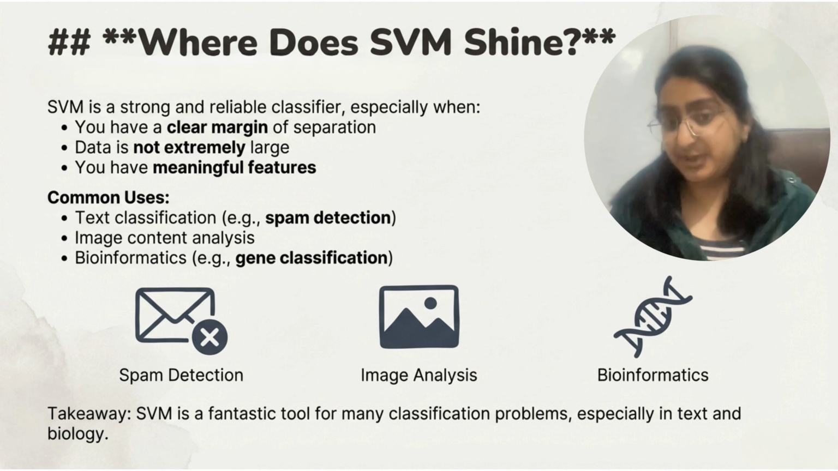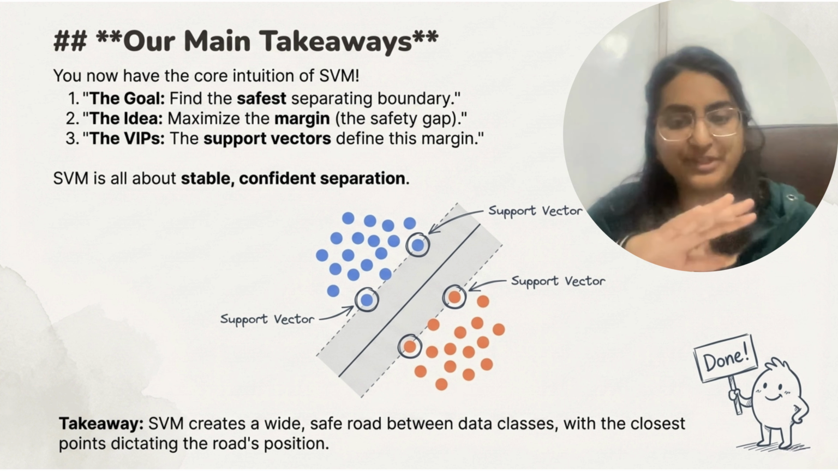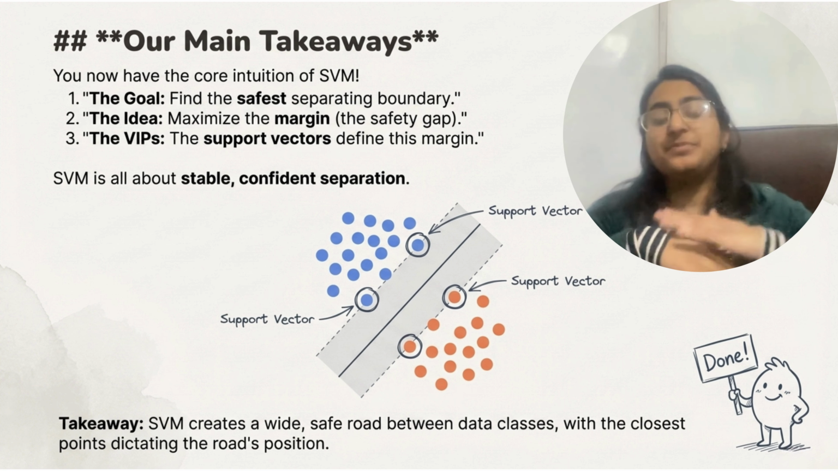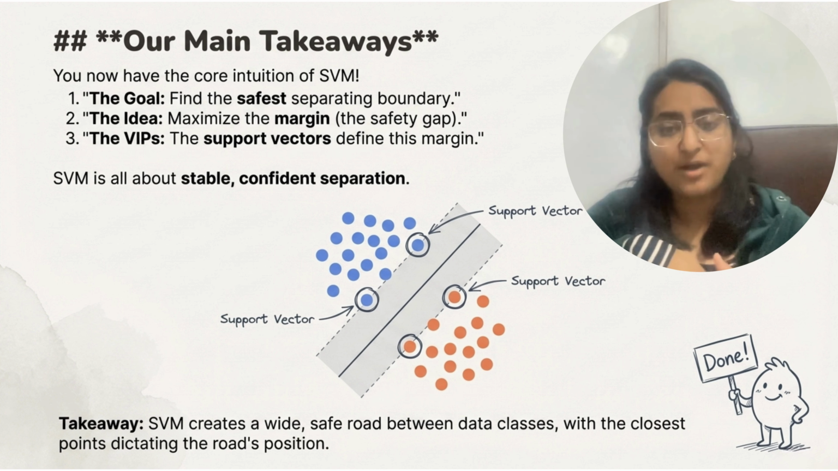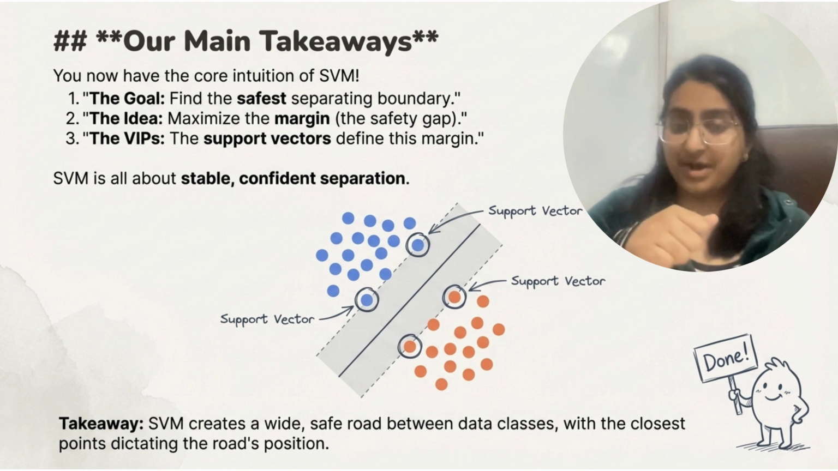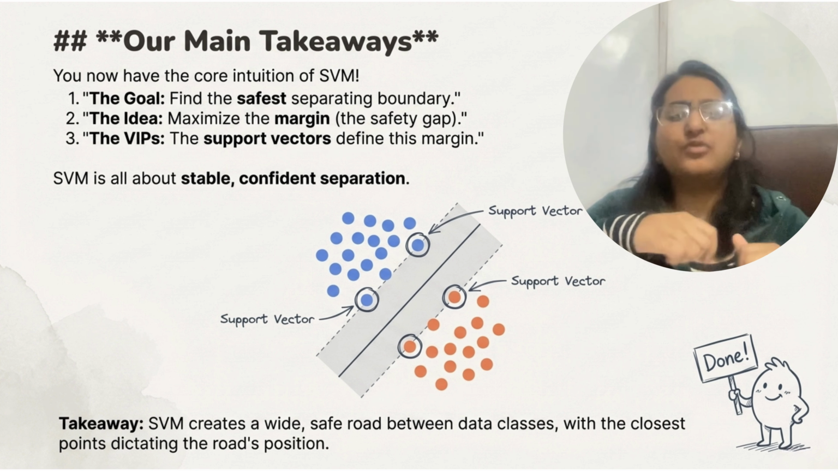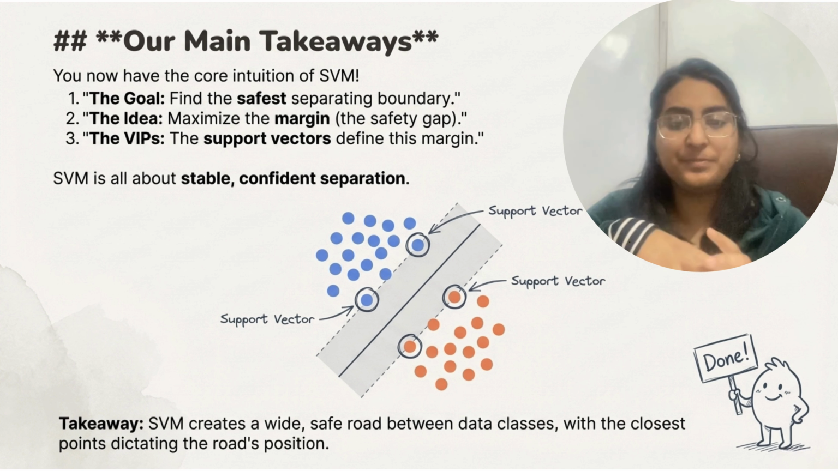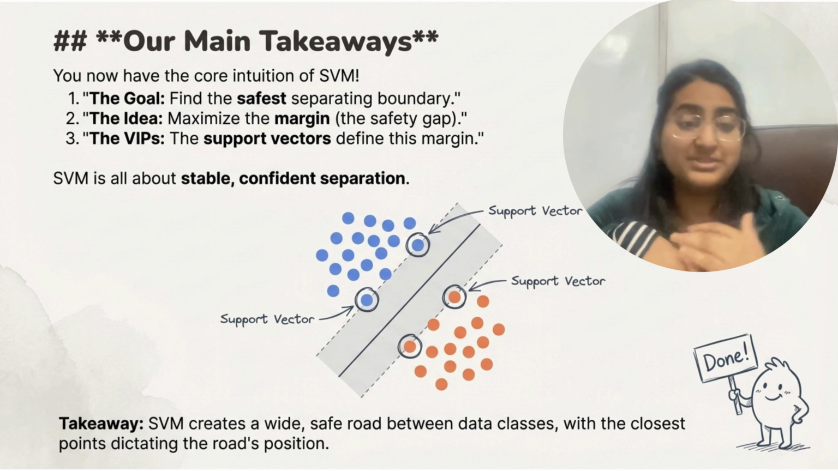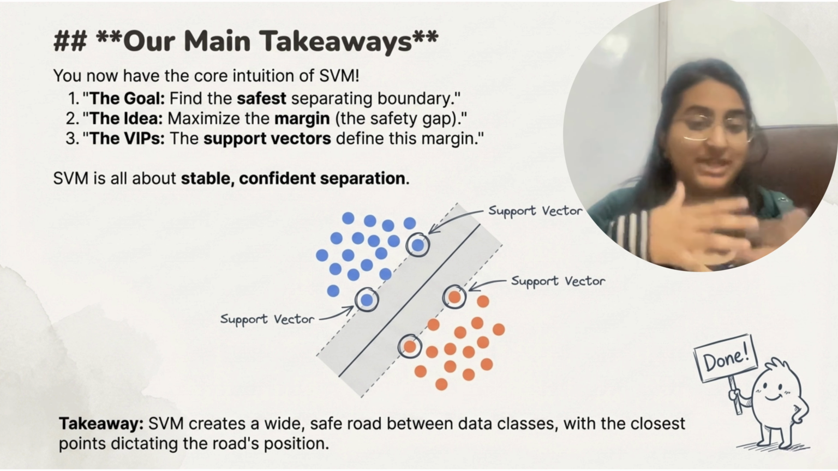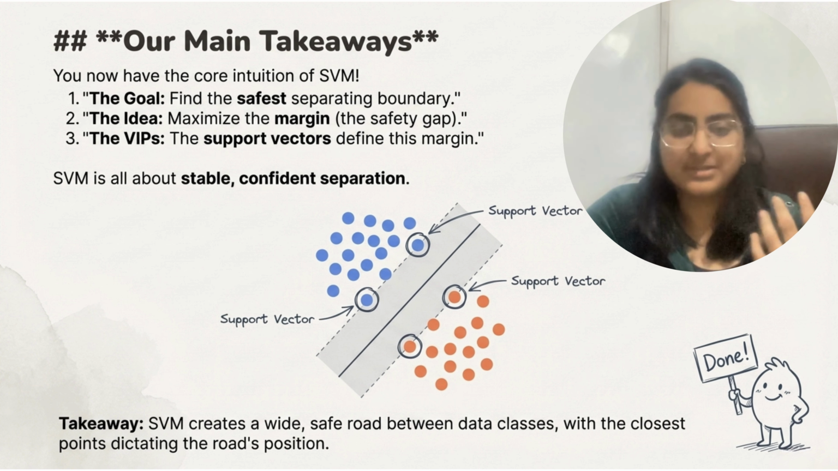So let's close with the big picture. First, SVM is about safe separation. Second, it chooses the boundary with maximum margin, the biggest safety gap. And third, the boundary is decided by a few closest points, known as support vectors. So that's it. If you understand these three points, you already understand the heart of SVM.